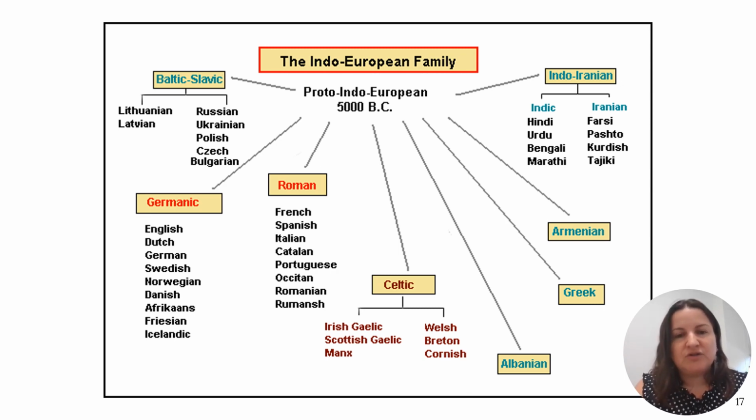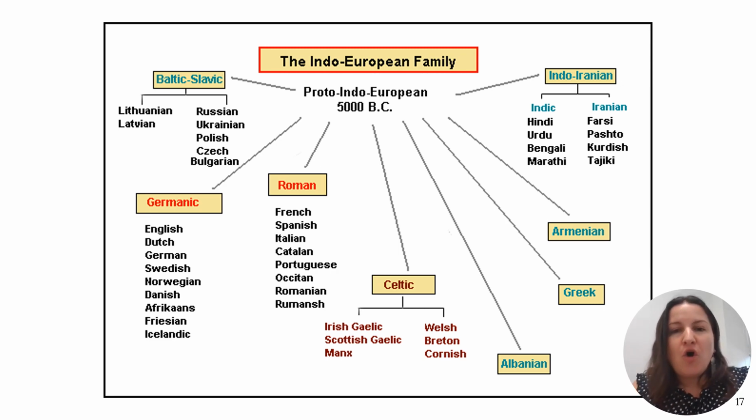Similarly, English, Dutch, German, Swedish, Norwegian, Danish, Afrikaans, Frisian, Icelandic, many other languages here came from an older Germanic language. Russian and its relative languages came from an older, what we call Baltic Slavic language. Irish, Scottish, Welsh, Breton, Cornish, these are European languages, all derived from an older Celtic language, and so on and so forth. Even the languages of India today, Hindi, Urdu, Bengali, and countries like Iran, Farsi, Pashto, Kurdish, Tajiki, right? That huge area in Asia, they all derived from an older Indo-Iranian language.